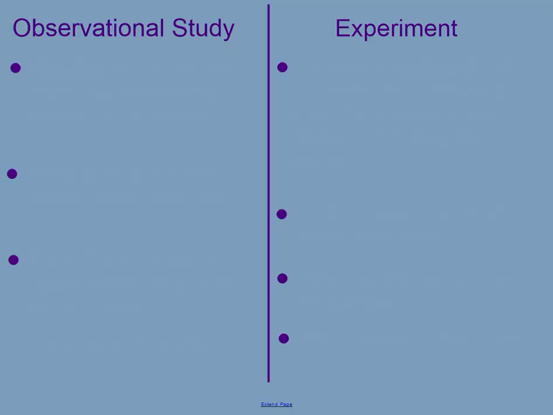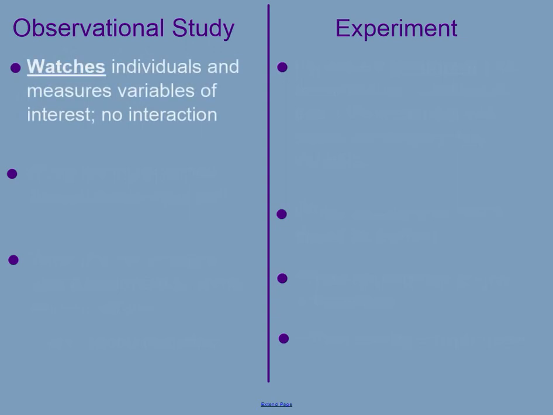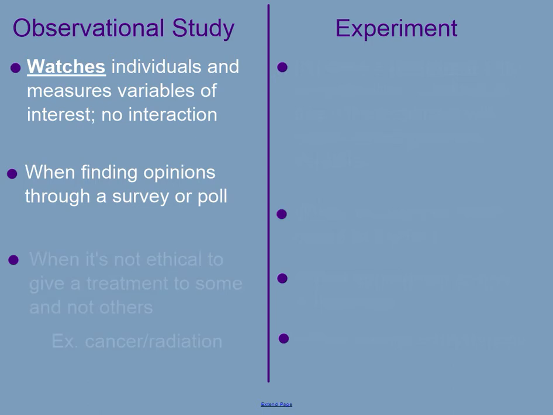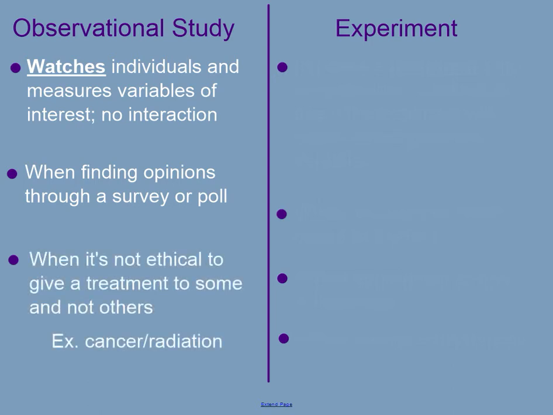And so the differences between an observational study and an experiment. Well, in an observational study, you're watching the individuals and measuring variables of interest. There's no interaction. Observational studies happen when you're finding opinions through a survey or poll, where you're just asking people different questions. And it's when it's not ethical to give someone a treatment and not others. So if you think about cancer treatments, when you're trying to figure out if a cancer treatment is going to work or not, you're going to give it to everybody and see what happens. They have to volunteer for it, obviously, but you're not just going to give it to one person and say no to the next person who comes along.